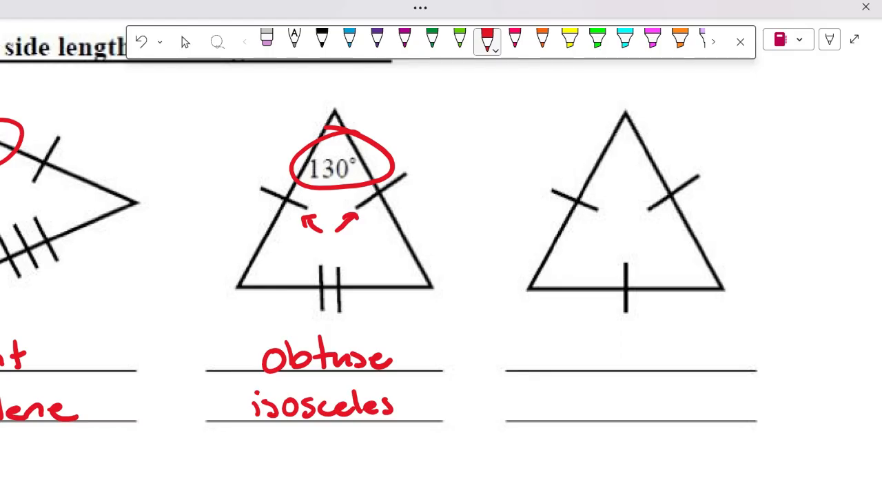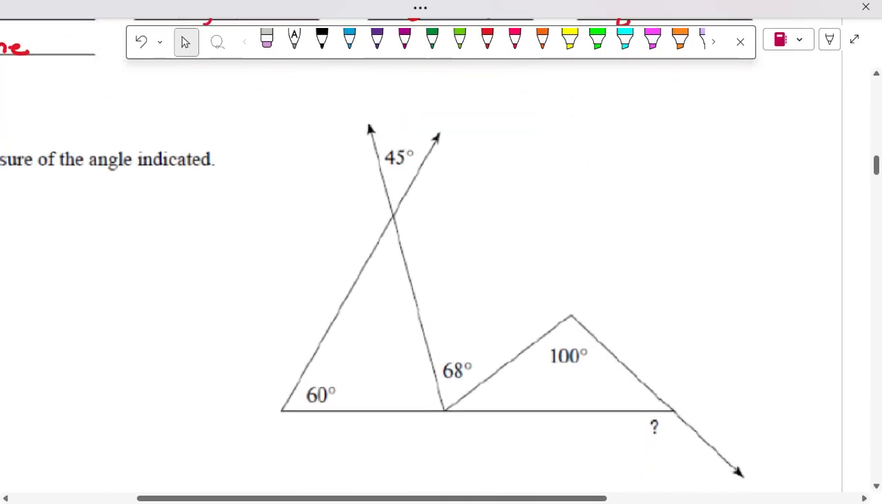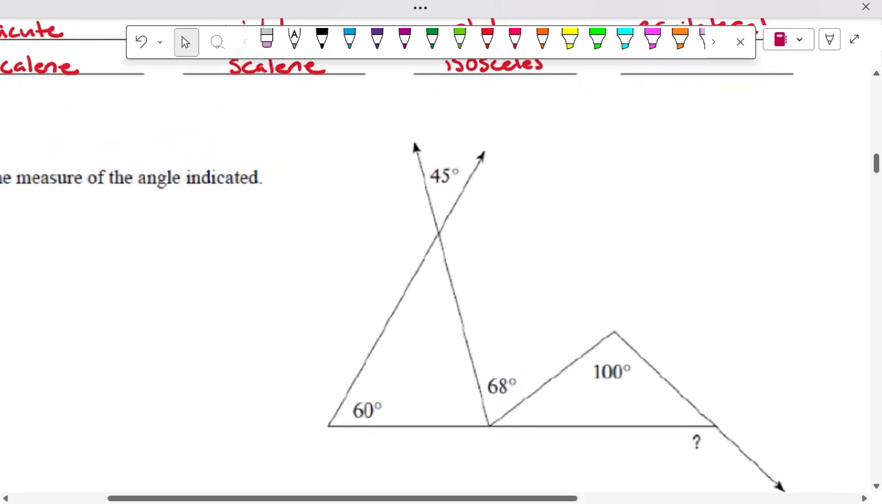What about the last one? That one's just automatically equilateral because all 3 sides are congruent, which we can then conclude that all 3 angles are congruent. Now, let's see how well you can perform these theorems.